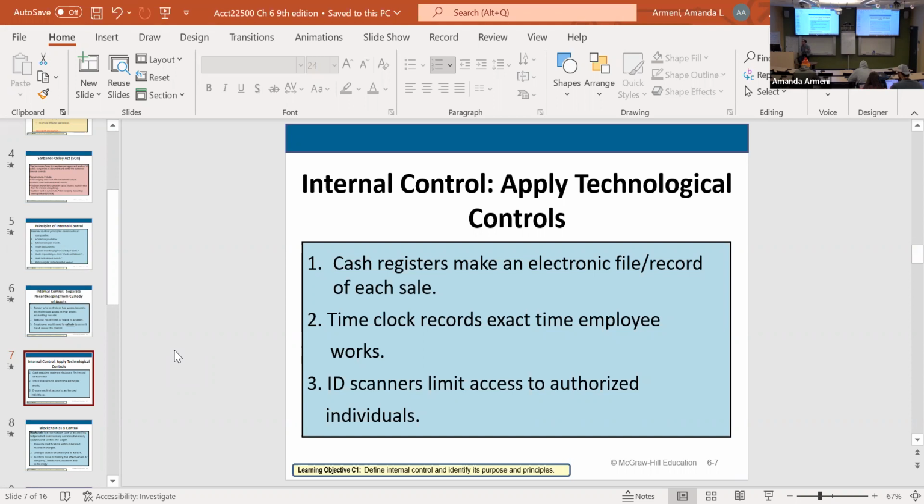So with cash registers, with other electronic data files, right? You have to have access to those things. You have to use security passwords, that kind of stuff, right? Time clocks. So Hiram College uses physical time cards still, right?